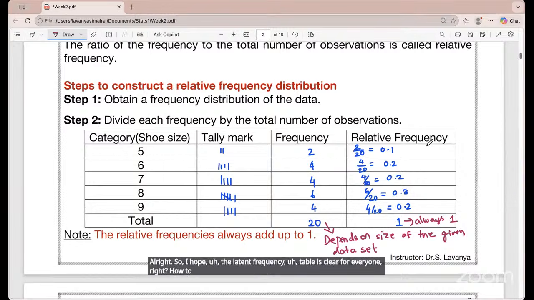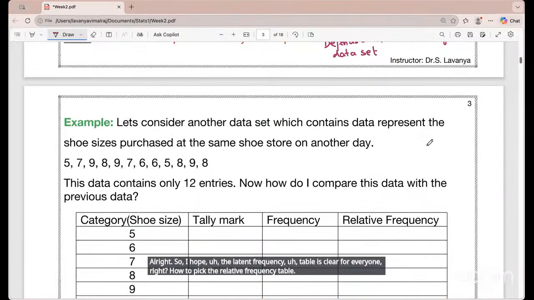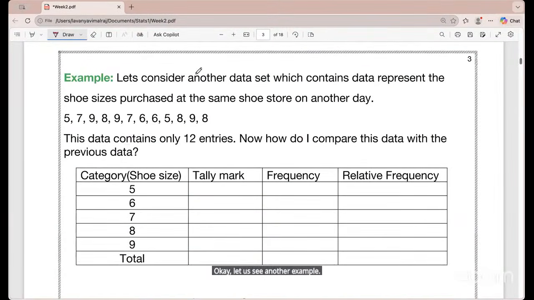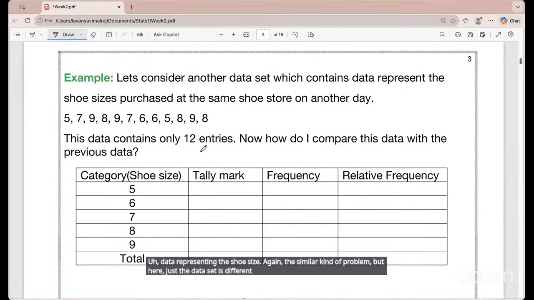How to put the relative frequency table. Okay, let us see another example. So let's consider another data set which contains data representing the shoe size. Again, the similar kind of problem, but here just the data set is different. Here it is already mentioned that this data contains only 12 entries. So let us see what they are.